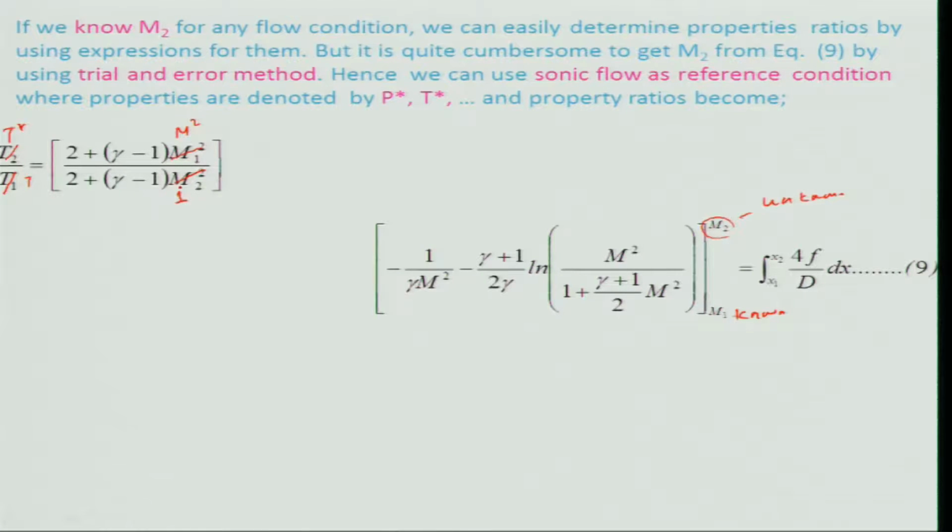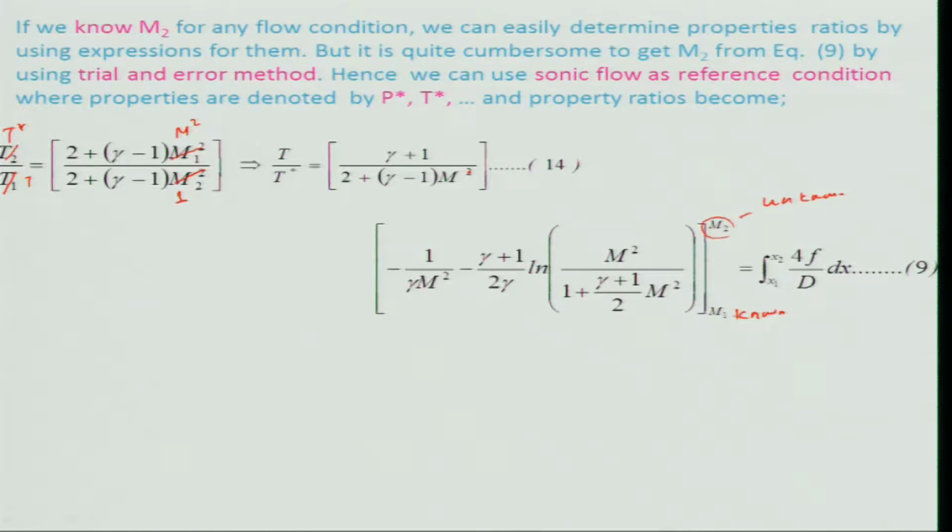So, if you look at this, what will I be getting? I will be getting gamma plus 1 in the numerator, because 2 plus (gamma minus 1) becomes gamma plus 1, and this will be 2 plus (gamma minus 1) M square. So, if I just invert that, T by T star will be (2 plus (gamma minus 1) M square) divided by (gamma plus 1).